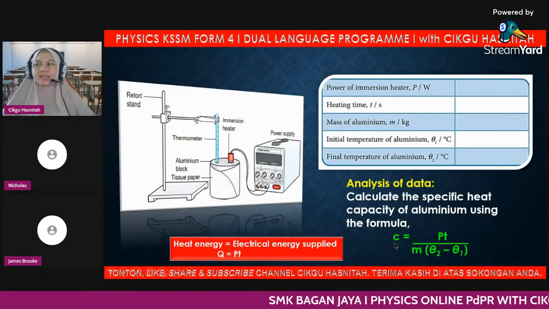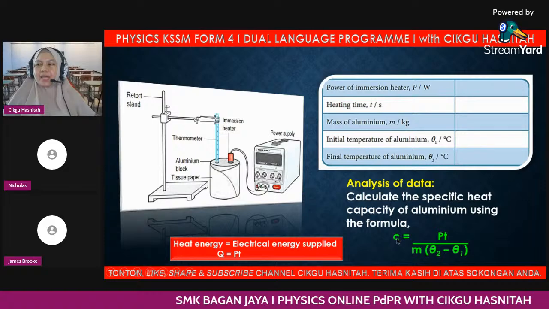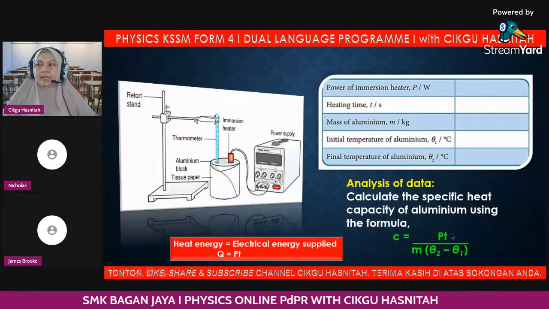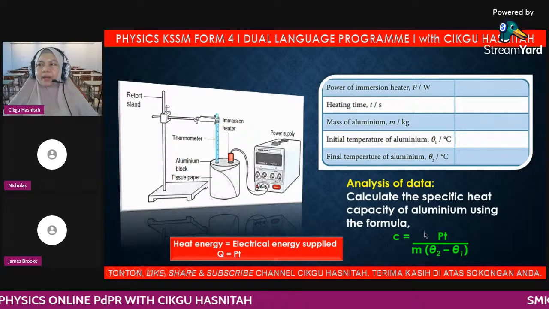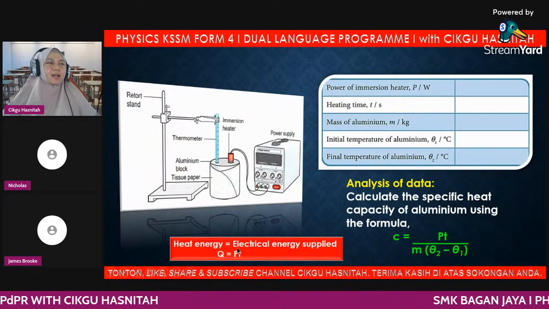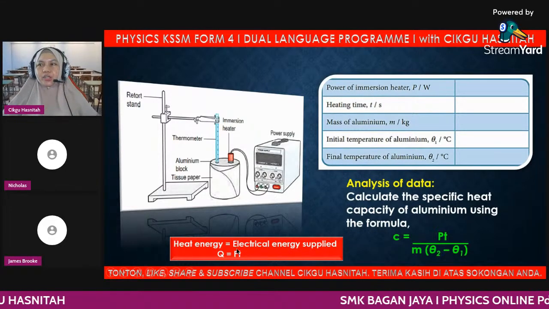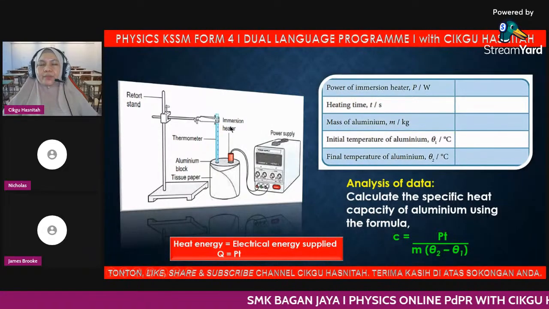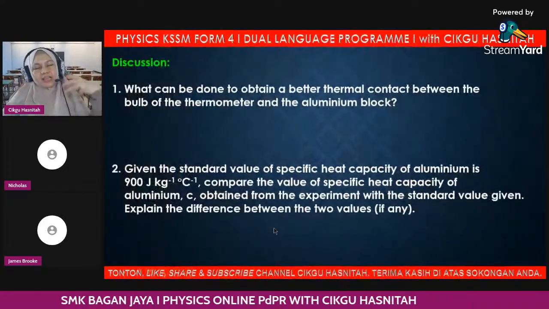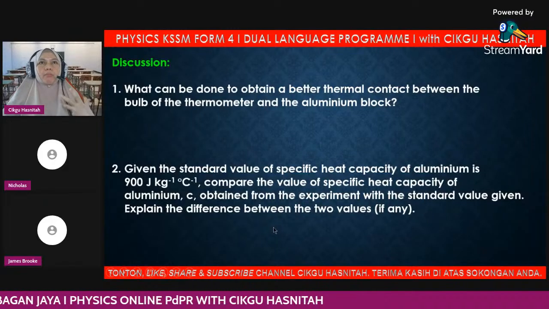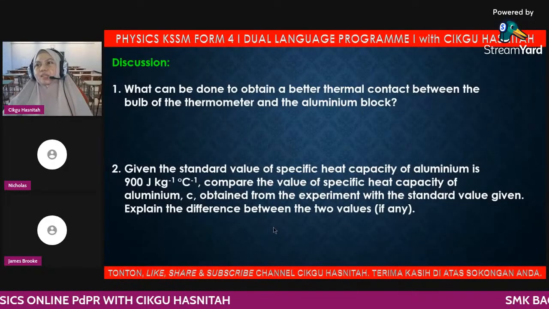And how to find C from this formula? Again, we can calculate C from Pt divided by m delta theta. Okay, what is Pt? This is the electrical energy supplied from the immersion heater. And again, this is the question which is normally asked related to this experiment.